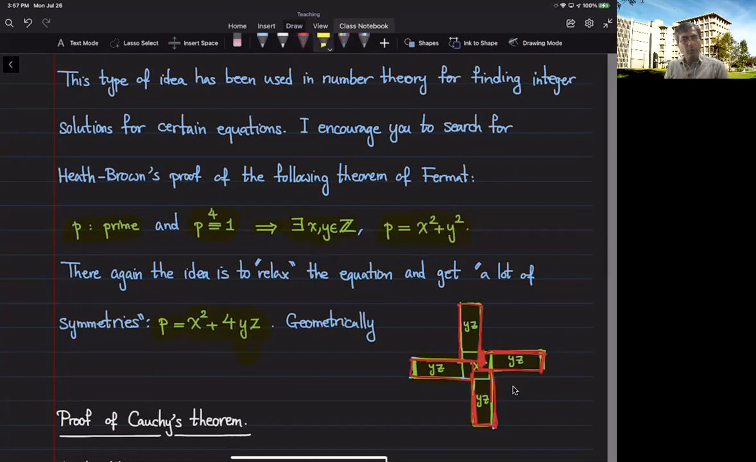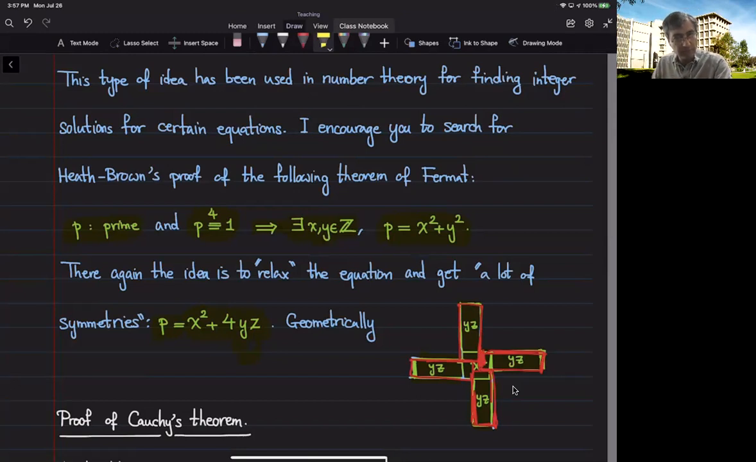So I encourage you to look for Heath-Brown's proof of Fermat's theorem. In fact, there are also some videos on YouTube for this question. It's a beautiful proof, but it's the same concept. I'm given some equation, and I'd like to solve it. That's hard. I'm going to relax it, gain more symmetries, and try to see if the fixed points of the symmetries give me the desired solution.